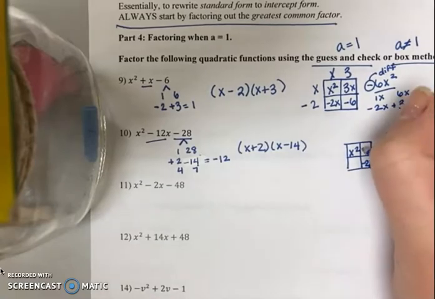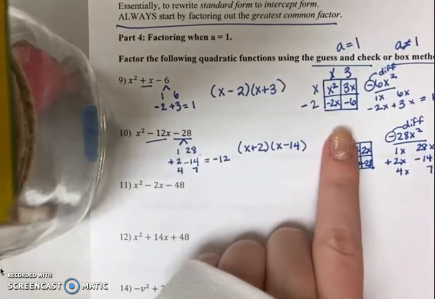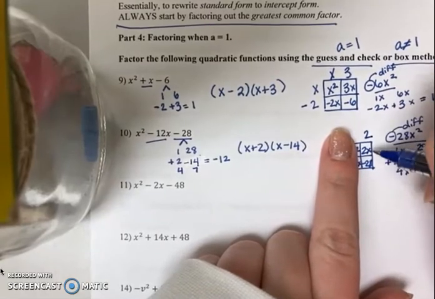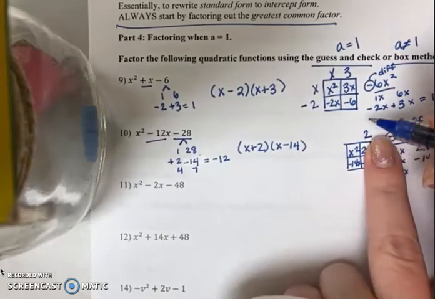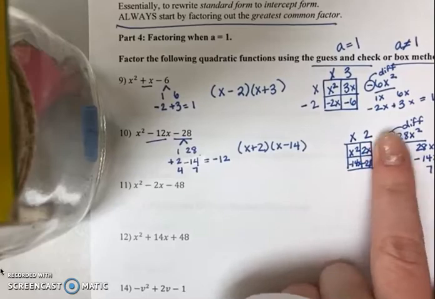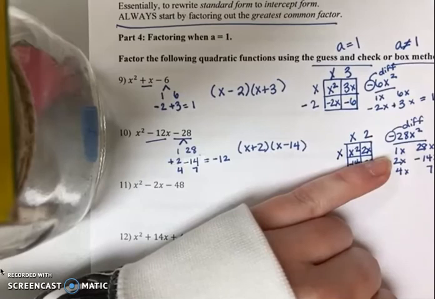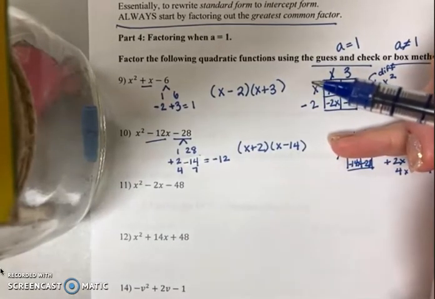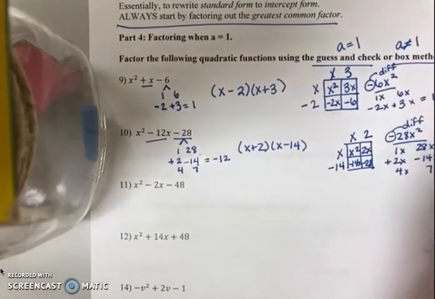Plug in the 2x in one of the boxes and the negative 14x in one of the boxes. Then find the GCFs. The GCF between 2x and negative 28 is a positive 2, because there's a positive on the outermost box. The GCF between x squared and negative 14x is 1x. The GCF here between x squared and 2x is 1x, and the GCF here between negative 14x and negative 28 is a negative 14, because there's a negative on the outermost box.